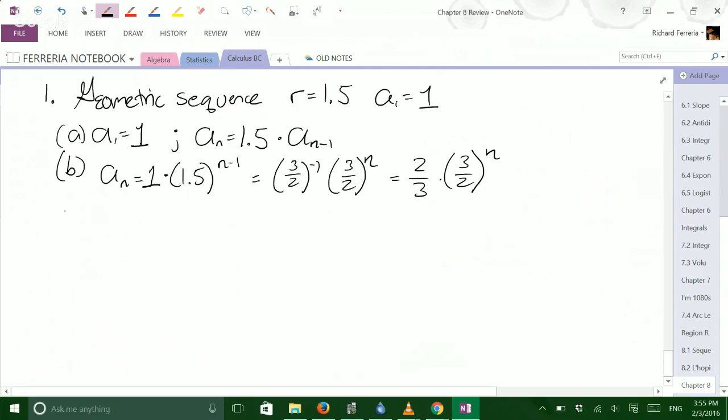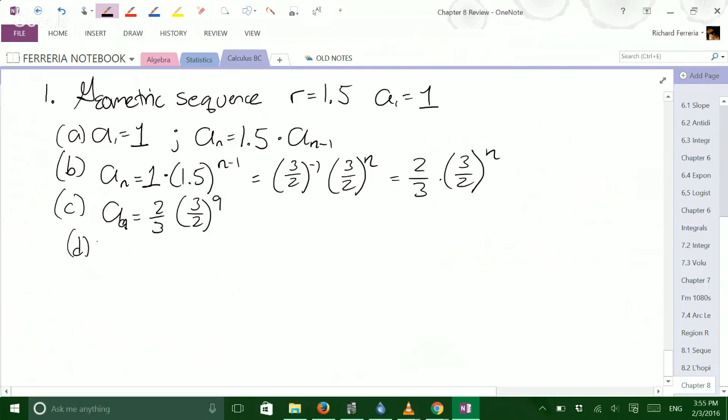Letter C, what is the 9th term? Well, if I'm looking for the 9th term, I probably should use the explicit rule. So A9 is going to be equal to 2/3 times 3 halves to the 9th power. Now, I don't really know what that simplifies to, but I'm pretty sure you could do that yourself. Okay? D.